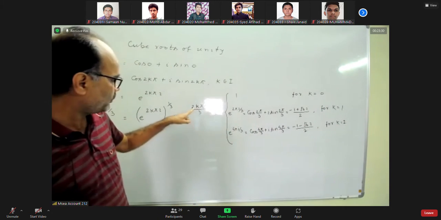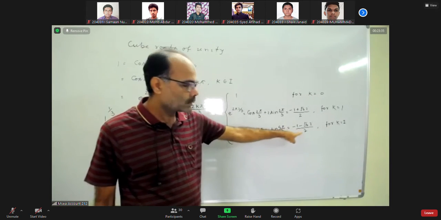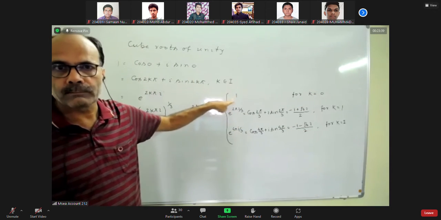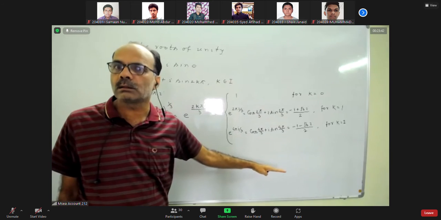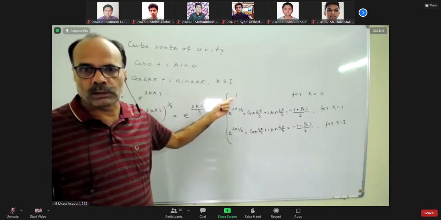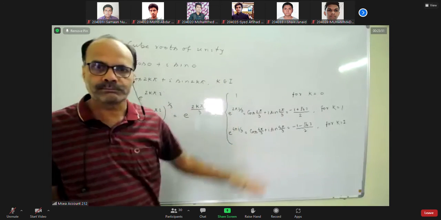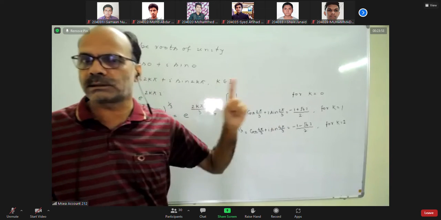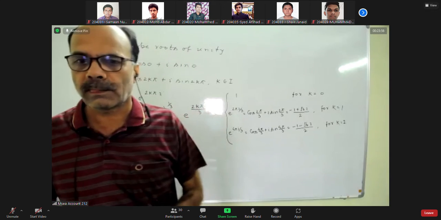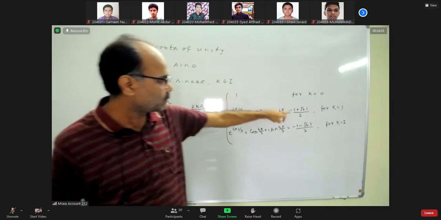If you put k equal to 2, you'll get 4 pi i by 3. Now again, if you put k equal to 3, you will get the same value. k equal to 4, this value. k equal to 5, this value. Repetition, because we have distributed 2k pi into 3 equal parts. So these are the 3 values of cube roots of unity.